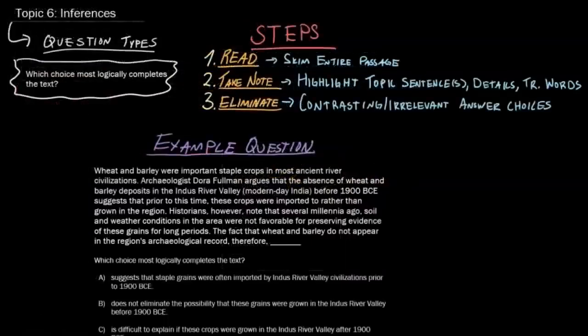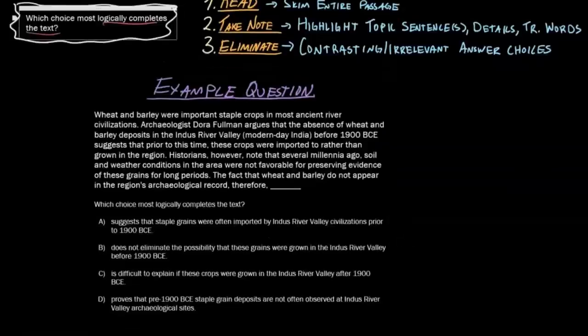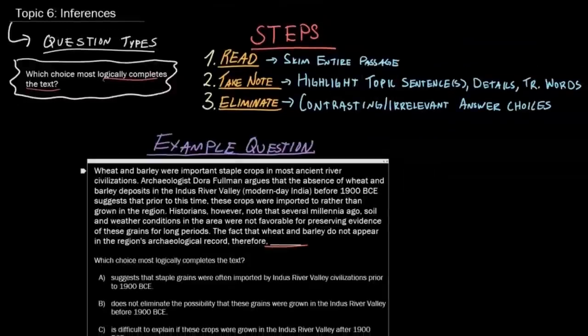Alright, and now we are on topic 6, inferences. So the main question that the SAT will ask you for an inferences question is which choice most logically completes the text. Basically, which answer is the best answer that makes sense that you can put in a blank like this one. And there's a 3-step strategy that's extremely easy that you can follow.